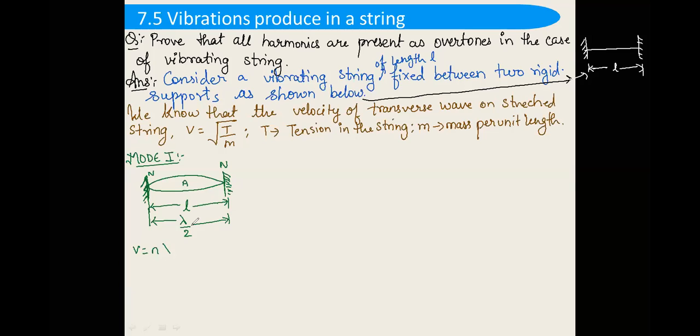But here first we will write the value of lambda. Here, L is equal to lambda by 2. So this implies lambda is equal to 2L. Also, V is equal to n lambda. The value of V is under root of T divided by m, and the value of lambda is 2L. So this implies n is equal to 1 upon 2L under root of T divided by m.